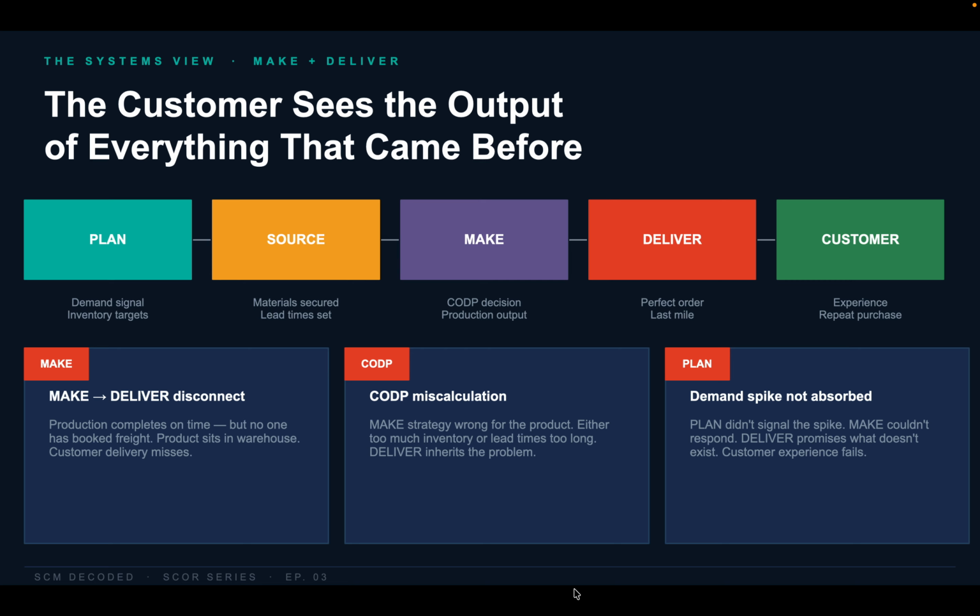See, the customer sees deliver. The root cause lives in plan or source or make. SCOR over here forces you to trace the failure to the right pillar and not just the most visible one, so that you can change this and put your plan, source, make intact.